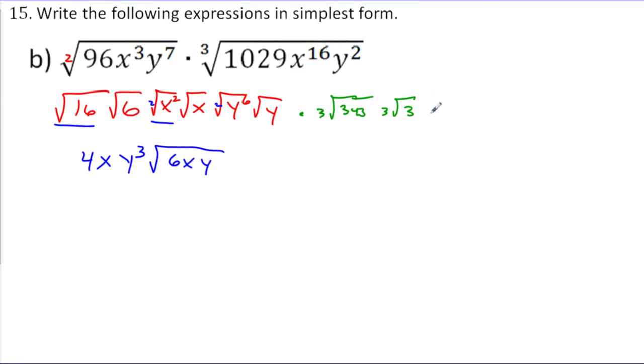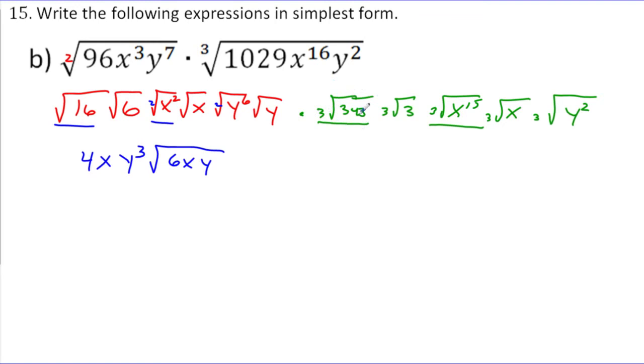X to the 16th, I'm going to break this up into the cube root of x to the 15th, because remember, now I'm looking for multiples of 3 because my index is 3. And I have one more x because I had 16 total. Y squared I can't do anything with because it is not a multiple of 3, and I cannot break it up into a smaller value that is a multiple of 3. So I'm just going to leave that one alone. Here's how this one simplifies. I can cube root 343. I can cube root x to the 15th, and that's it.